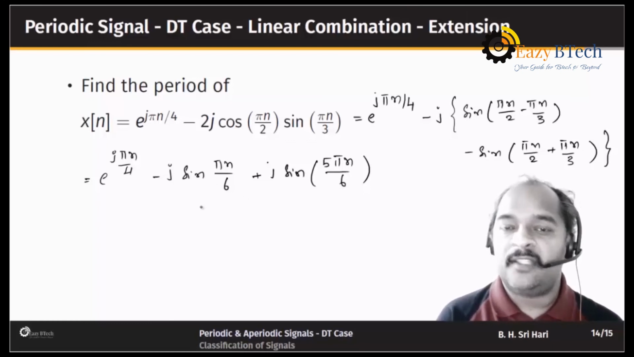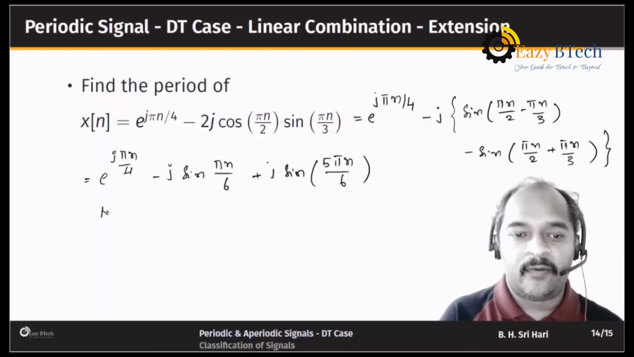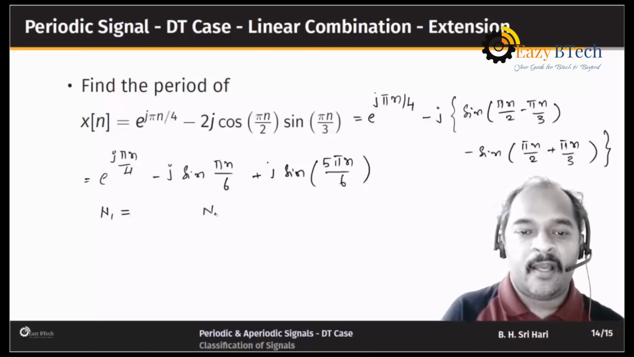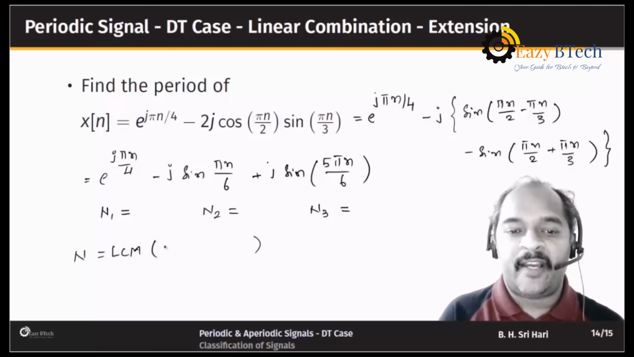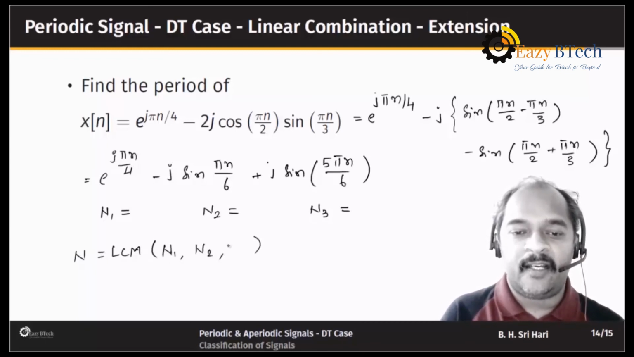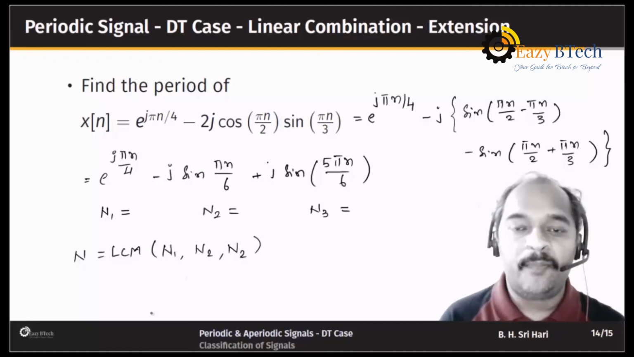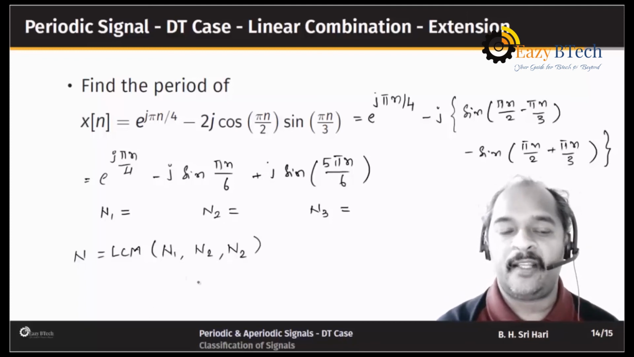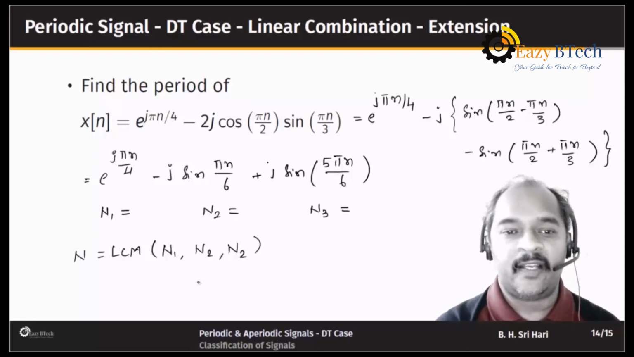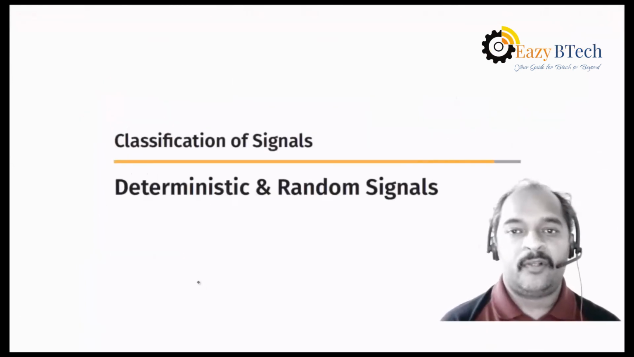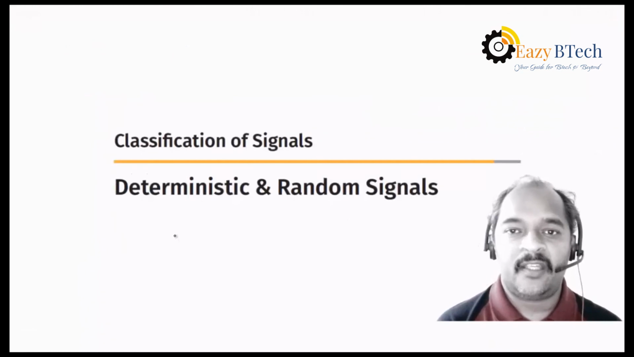And hence what do we say? So this signal is periodic, and what is it that we have to find out? We have to find the periods N1, N2 and N3. That I will leave as homework. And finally we have to find the LCM of N1, N2 and N3 to get the final period of the signal. I will leave it as homework because this is similar to the previous problem that we have seen. So finding the periods N1, N2, N3 is up to you, and taking the LCM will give you the final period N.